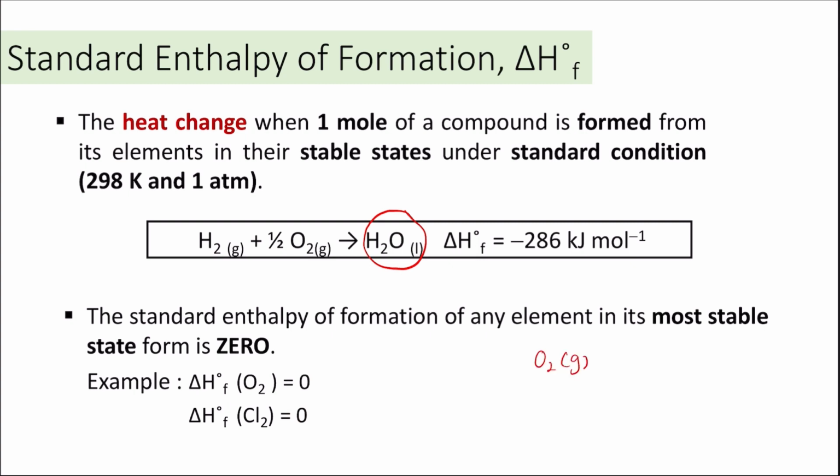So oksigen gas terhasil daripada oksigen atom. Tapi oksigen atom dia stable dalam bentuk diatomic molecule iaitu O2 gas. Sebab tu dia menghasilkan benda yang sama je. So that's why dia akan kekal sebagai value 0.